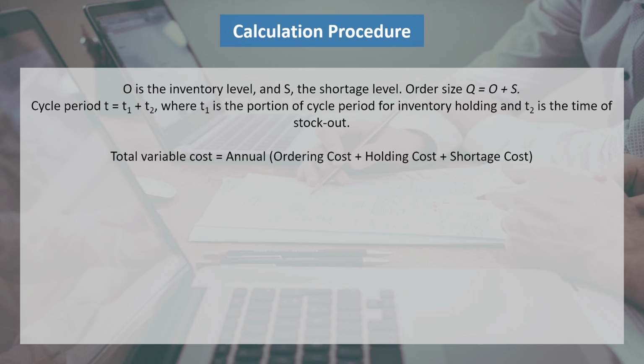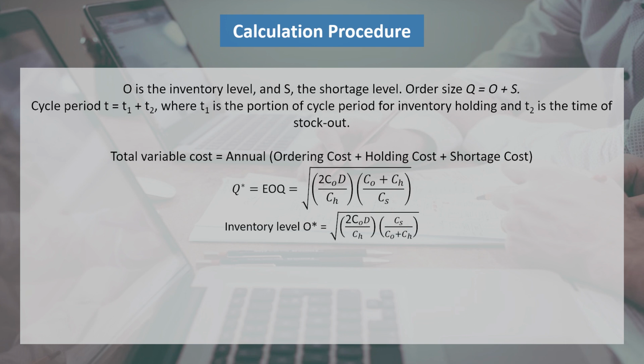When you calculate total inventory related cost, it is equal to annual ordering cost plus annual holding cost and annual shortage cost. Economic order quantity under this condition is represented by the square root of 2 multiplied by ordering cost multiplied by annual demand upon the holding cost, and we take the factor holding cost plus shortage cost upon shortage cost, which is represented by CS. The inventory level can be calculated as the square root of 2 CO D upon CH multiplied by CS upon CH plus CS. Then we calculate the shortage level, which is nothing but the order quantity minus the inventory level at which reorder takes place.